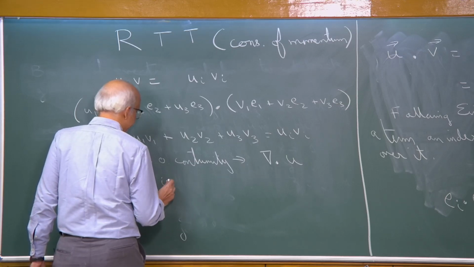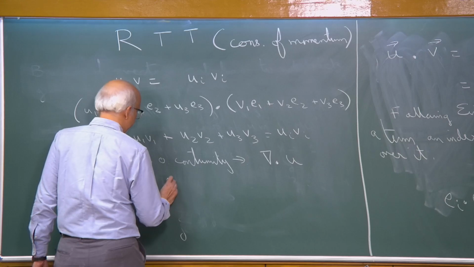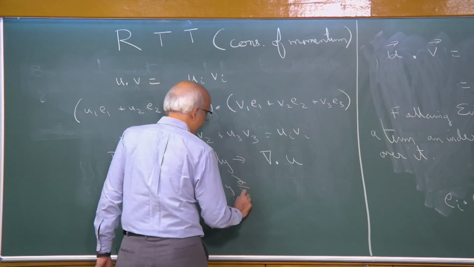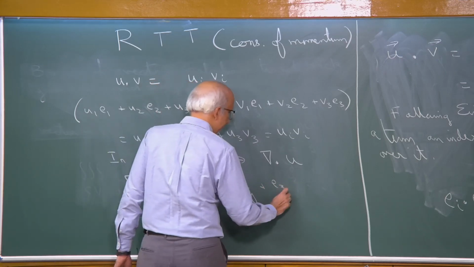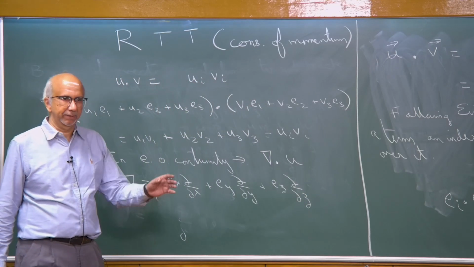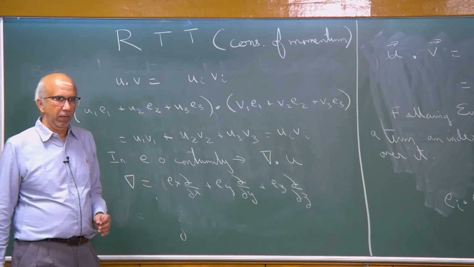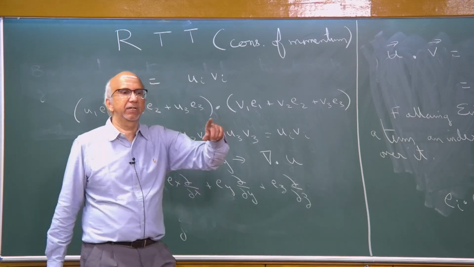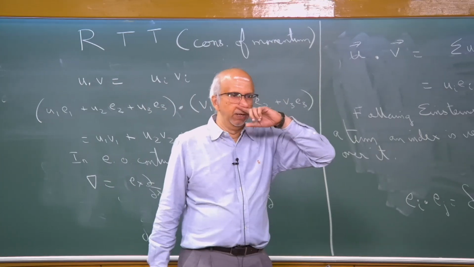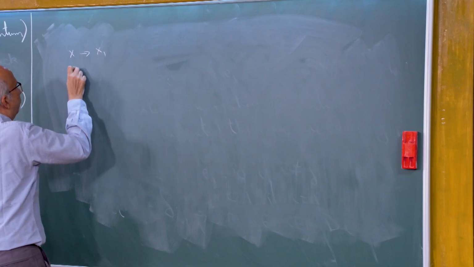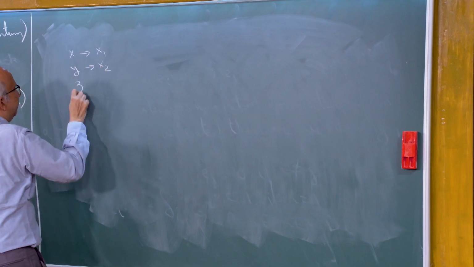I can write it as Ex d by dx plus Ey d by dy plus Ez d by dz. This is my del operator. It's a vector. Now, the three spatial coordinates x, y, z, I'm going to call x1, x2, x3. X I'm going to call x1, y I'm going to call x2, and z I'm going to call x3.